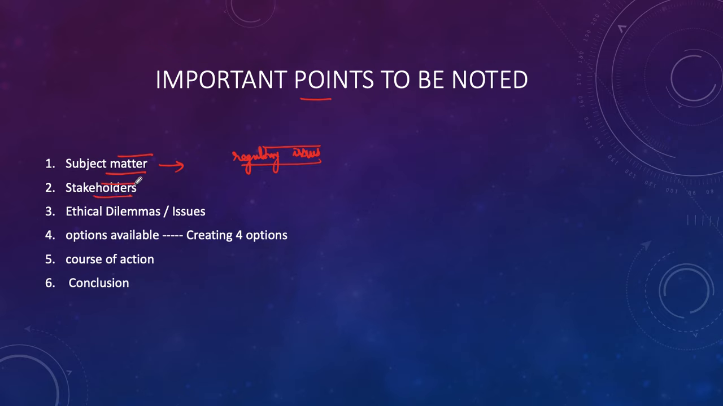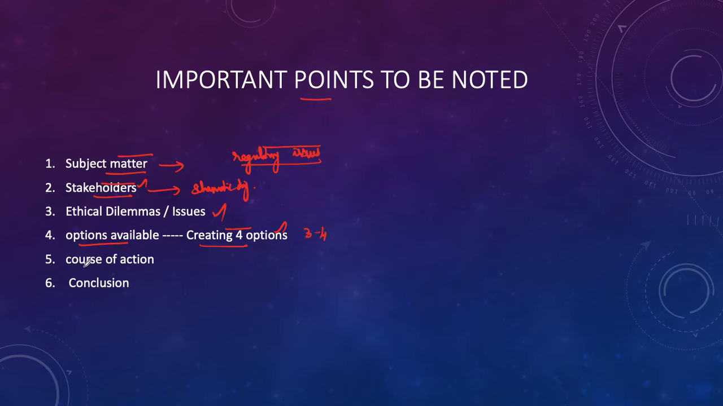Followed by that, the stakeholders can be brought in with a schematic diagram based approach. Additionally, friends, if the question asks us to write about ethical dilemmas or issues, we can bring it as a separate heading. Otherwise, we can directly go to the options. Here, usually I will advise you to write a minimum of 3 to 4 options so that we can fetch better marks in the examination.